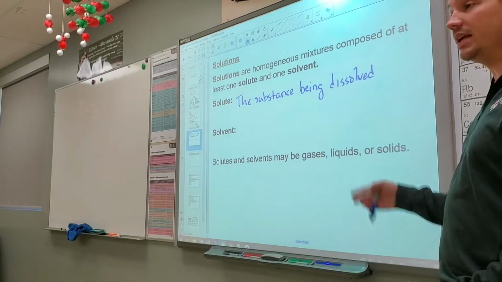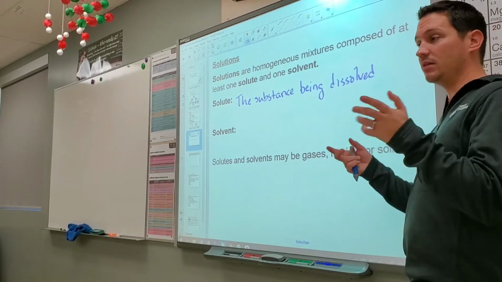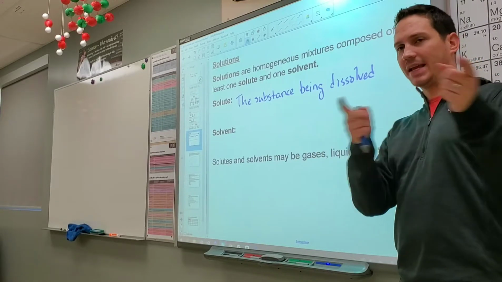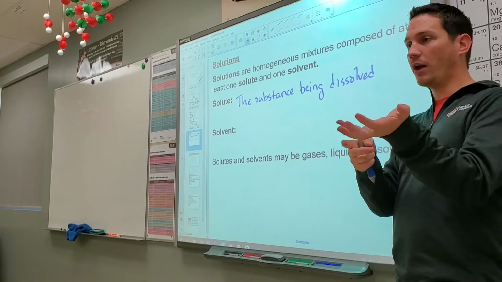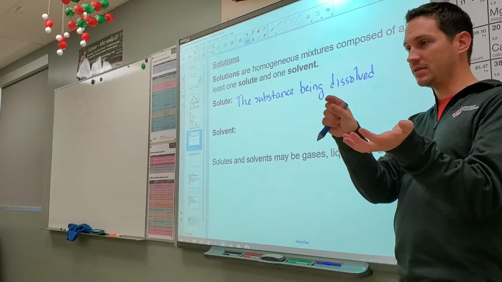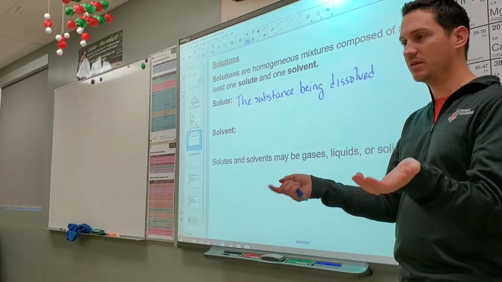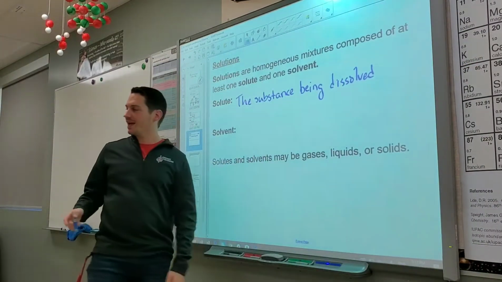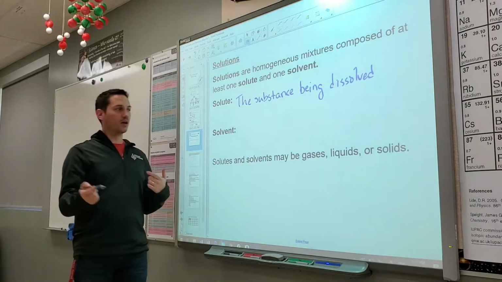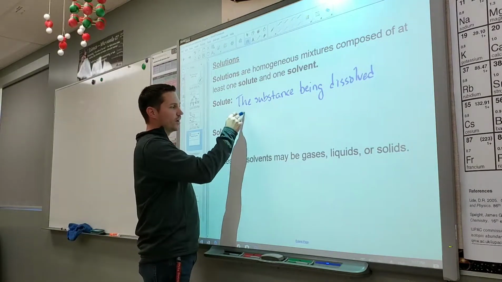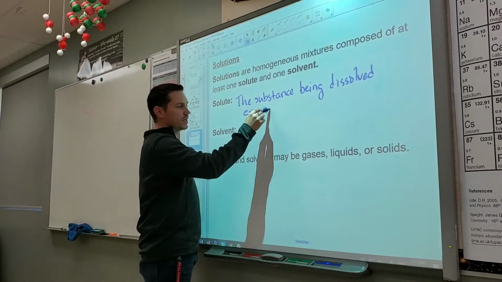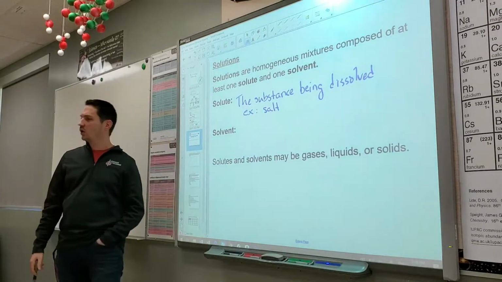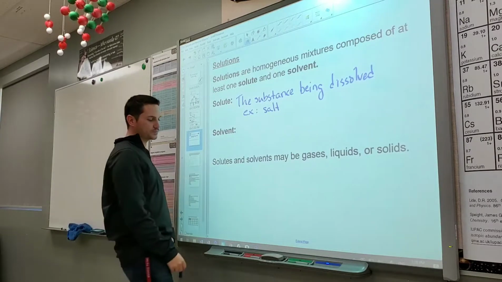It's usually the one that's in less amount. Do you know what I mean by that? In that, I had a lot of water and a little bit of hydrochloric acid. The solute is always the one that's the smaller amount, right? So I dissolved the hydrochloric acid into the water. As an example, we could say salt being dissolved in water, or hydrochloric acid being dissolved in water.